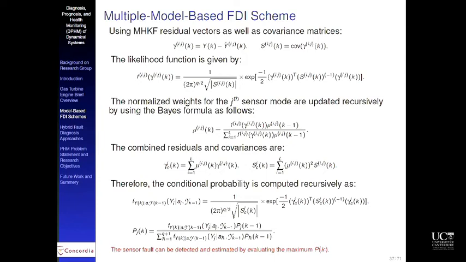Then you construct the covariance matrices. Then you go through several steps, constructing likelihood functions. Then you find the weighted normalized weights. Then you fuse the residual signals and the covariances, and then come up with a conditional probability and the mode probabilities. Based on the mode probability that you have here, you can see which kind of a mode corresponding to the failure or faults are taking place in the system.